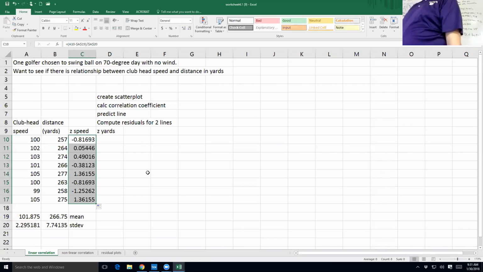So I'm going to pick on Garrett. Can you help me do the Z-score for the yards?